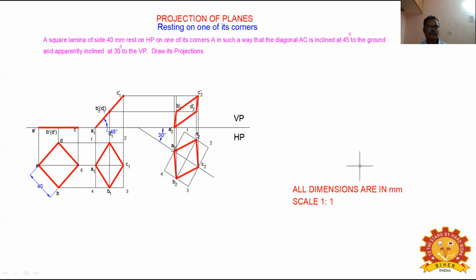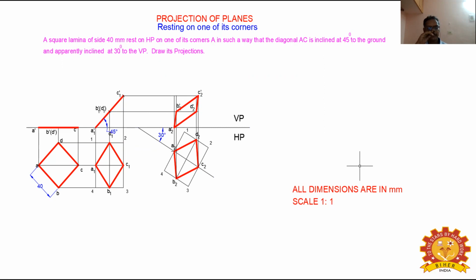From A2 draw a vertical line. From B2 to C2 draw a vertical line. From C1 dash draw a horizontal line. From B1 dash draw a horizontal line. From A1 dash draw a horizontal line. Mark the corresponding intersection points A2 dash, B2 dash, C2 dash and D2 dash, and we will get a final front view. Finally, we have to mark 40 mm, 45 degree, 30 degree, all dimensions in mm, scale 1:1.